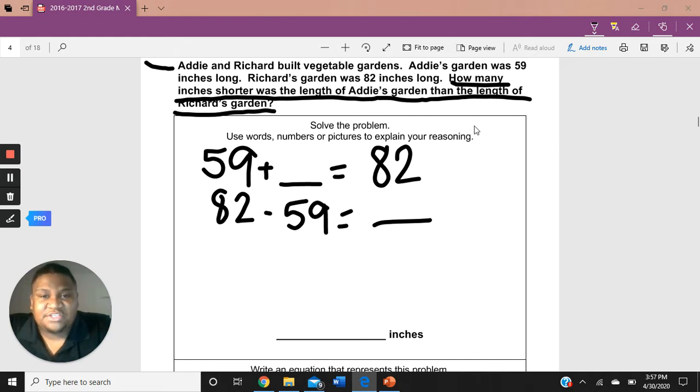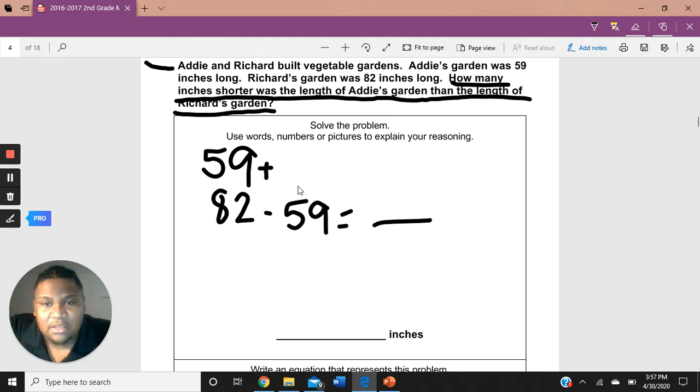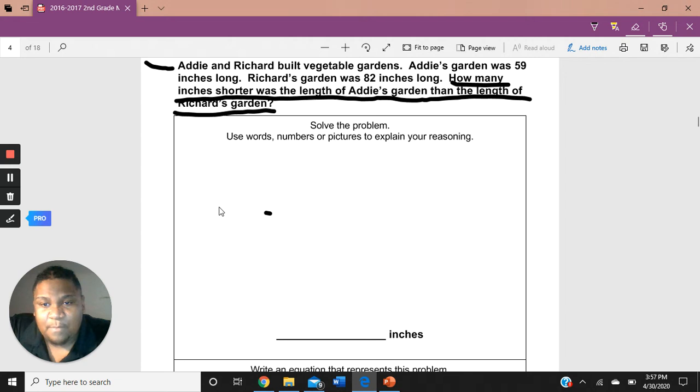All right, so let's use our place value strategy, okay? So I am going to move this one up just a little bit. So I'm going to erase this one because I think it'll be easier to solve. And I'm going to move this one up, okay? So 82 subtract 59 equals blank.